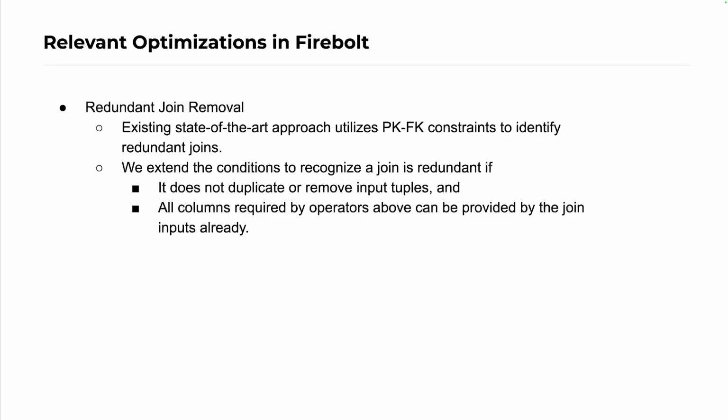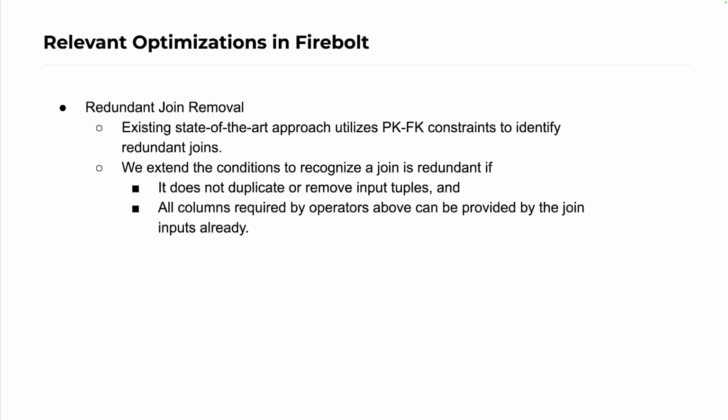And to us, the question is, okay, since we don't generally enforce such constraints, can we still detect redundant joins without primary key or foreign key constraints? And the answer is yes. We extend the condition to recognize a join is redundant if the join does not duplicate or remove any input tuples, and also all columns required by the operators above the join can be provided by the join inputs already. And in this case, apparently the join is redundant.